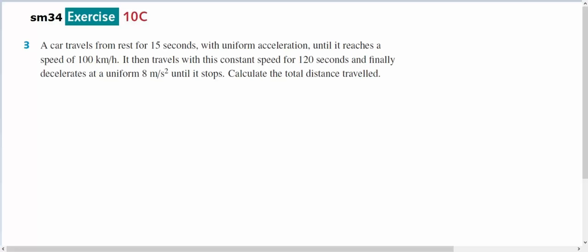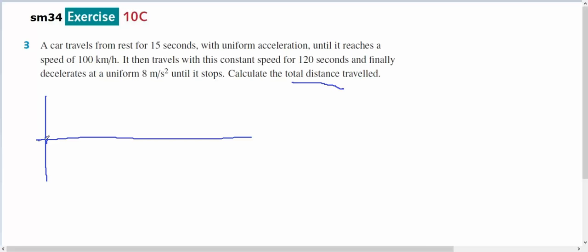This is for Year 12 Specialists. It comes out of question number 3 in 10C. A car travels from rest for 15 seconds. So I'm going to draw a velocity time curve. And when I'm wanting to find the distance travelled, I want the area under the velocity time curve.